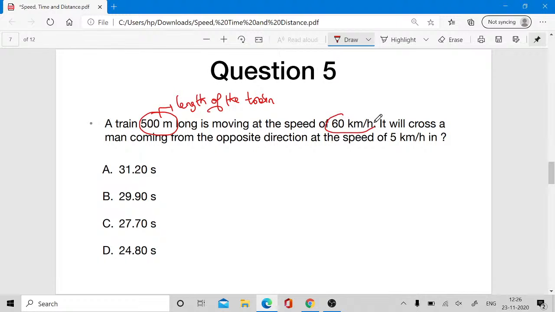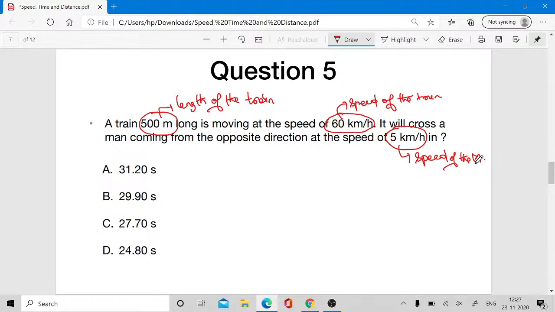So what is this given? This is the speed of the train. And what is this? This is the speed of the man, right?